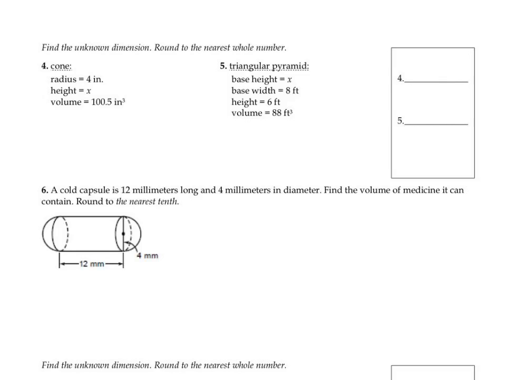Hi guys, this video is to help you with your Unit 7 Day 10 worksheet. So we're going to flip over and look at the back. Question number 5 asks us to find the unknown dimension and to round to the nearest whole number.